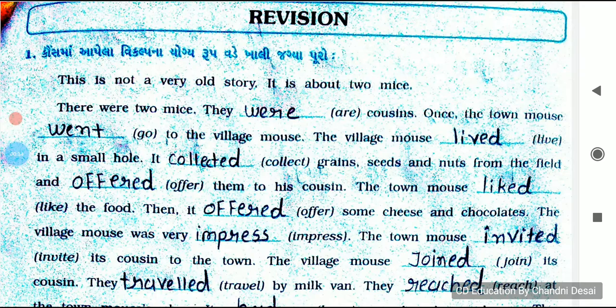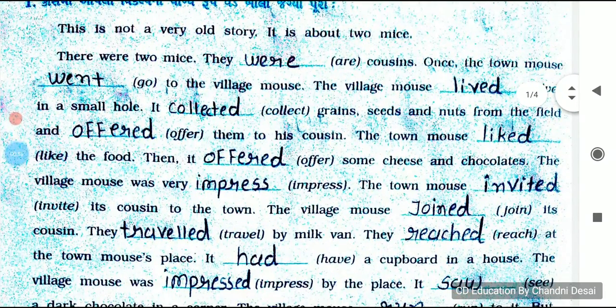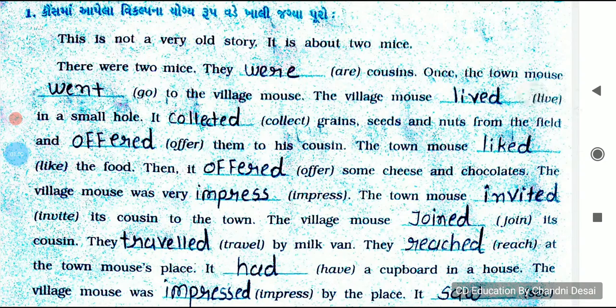This is not a very old story. It is about two mice. There were two mice. They were cousins. Once the town mouse went to the village mouse. The village mouse lived in a small hole. It collected grass, seeds and nuts from the fields and offered them to his cousin.